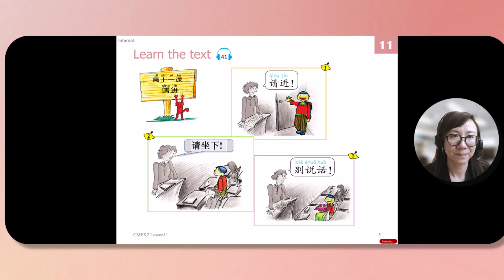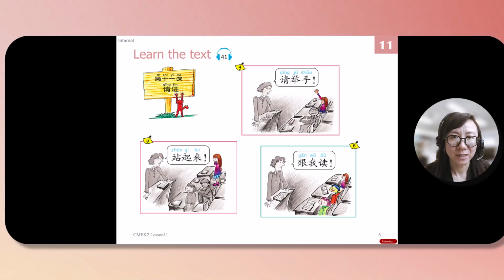Now let's have a look at the lesson. And this lesson has to do with all the instructions that we normally use in the class. 第一个请进, please enter. 第二个请坐下, please sit down. 第三个别说话, don't talk. 第四个请举手, please raise your hands. 第五个站起来, stand up. 第六个跟我读, read after me.